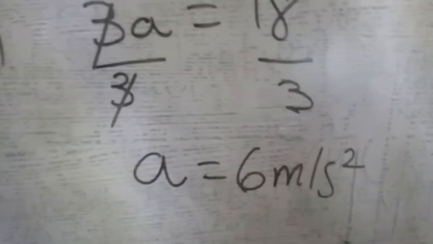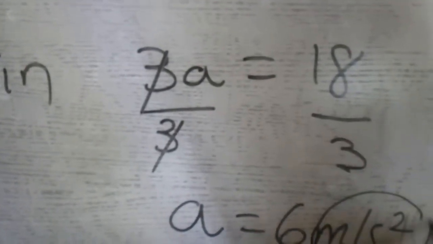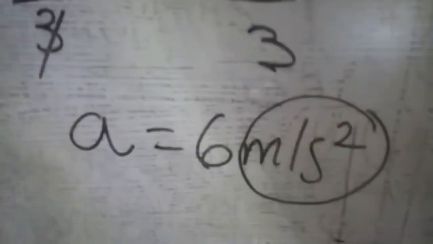meter per second squared. Take note, whenever you are asked to find anything in physics, you must put your unit. Unit of acceleration is this, while unit of velocity is meter per second. Unit of acceleration is meter per second squared. So we are going to look at another example.